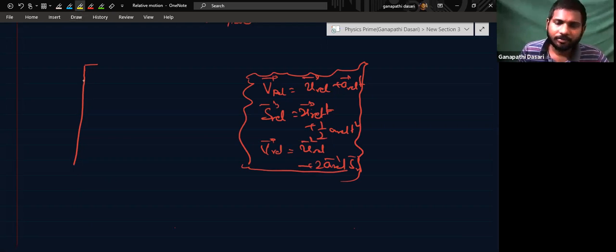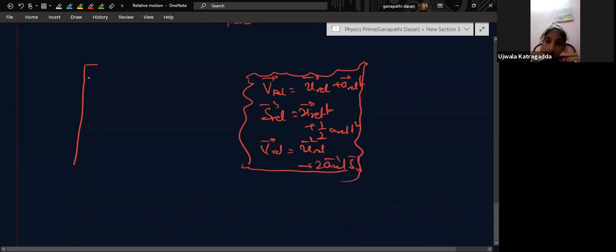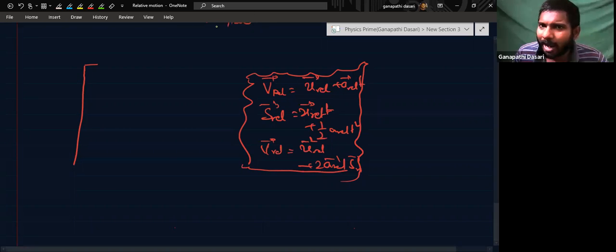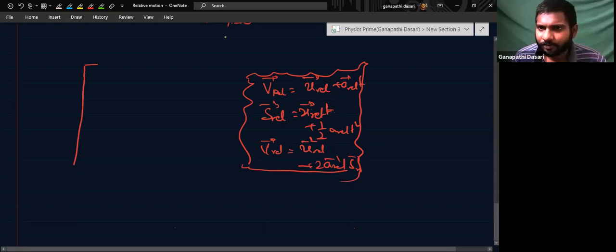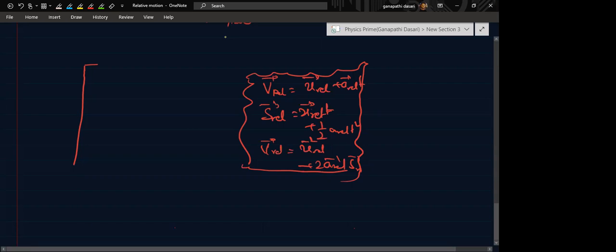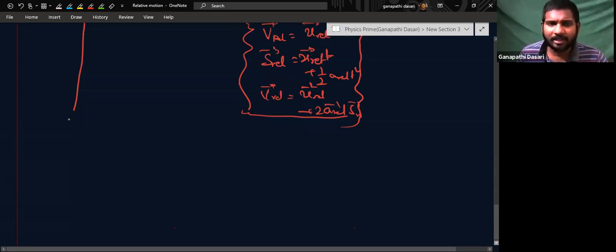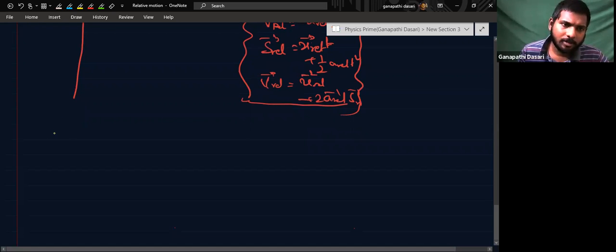Whatever way I told you for relative velocity, in a similar way you can find out relative acceleration also. So some kind of questions can be asked like this. A simple question I'll try to give you. So suppose a car is there.